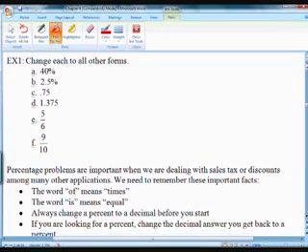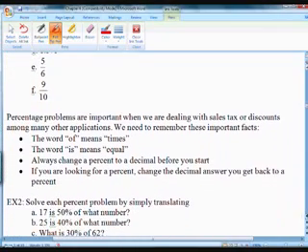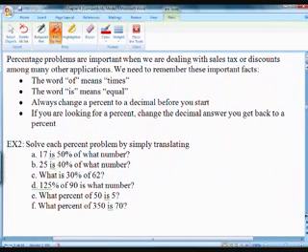Percentage problems. Now that we've got all that out of the way, let's work some problems. These are equations. These are one-step equations. You can do one-step equations. These are really easy because from here on out, guys, every day we'll be working more than likely some type of equation. That's algebra. It says percentage problems are important when we are dealing with sales tax or discounts among many other applications. We need to remember these important facts.